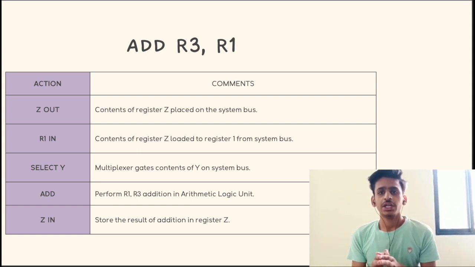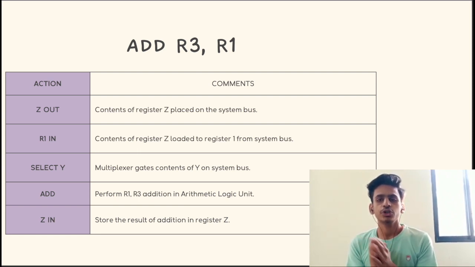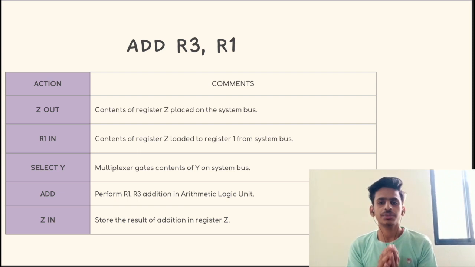Okay, done. That much is understood now. The last function remaining, a simple one, is Z out. What this means is the contents of the Z register, which are the addition of R1 and R3, are put out on the system bus. And what do we do next? We put them in R1 simply, which means that whatever data is on the system bus, we now put it in register 1, and that's it.